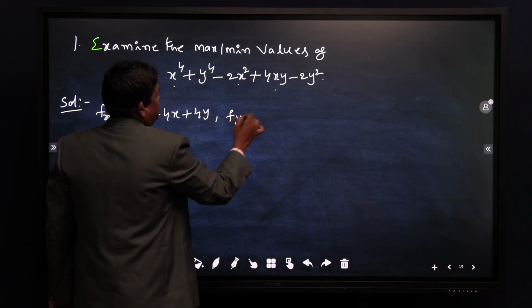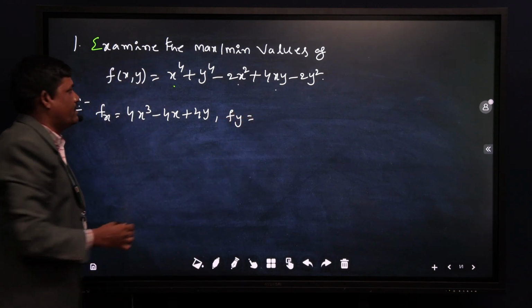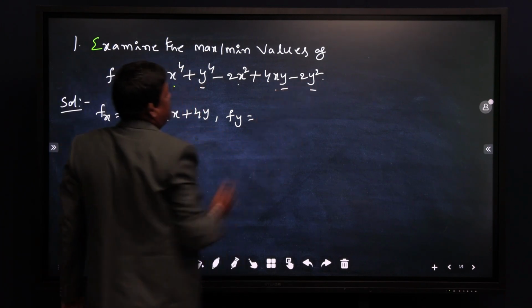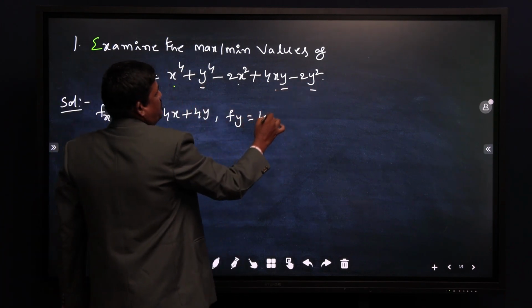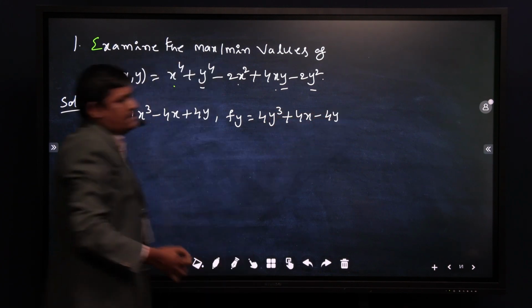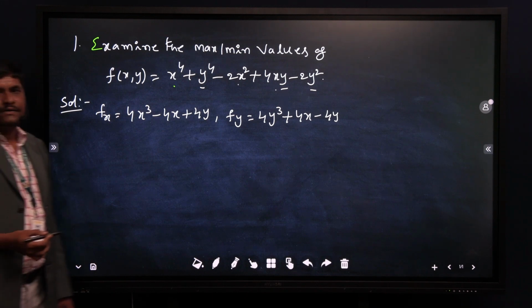Then what is fy? Now with respect to y purely, here y is available, here y is available, here y is available, so it will become 4y cube plus 4x minus 4y. These are the first partial derivatives.